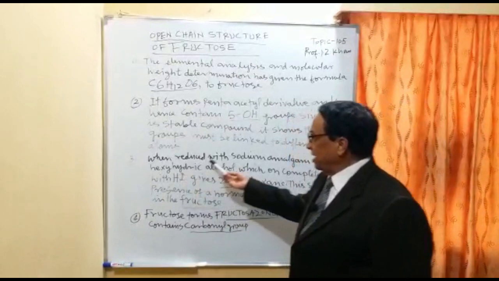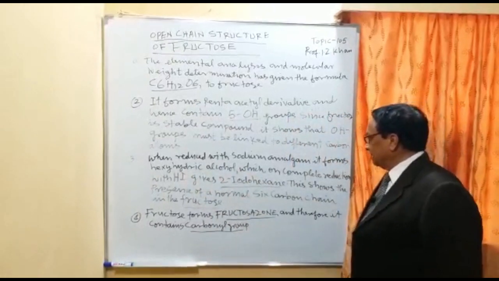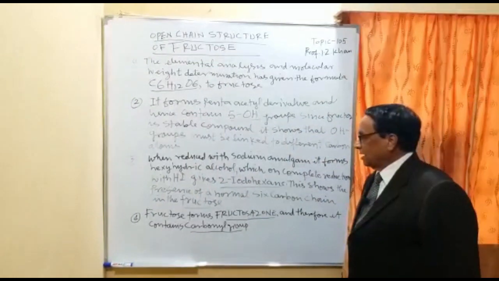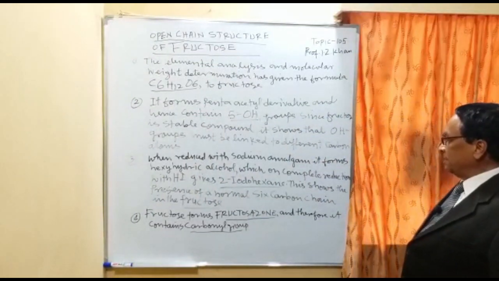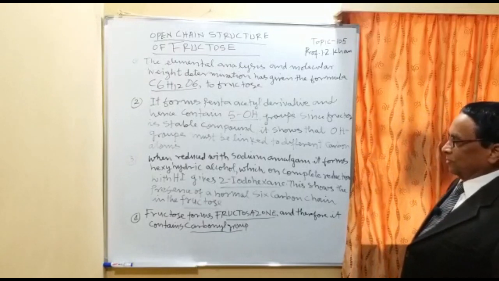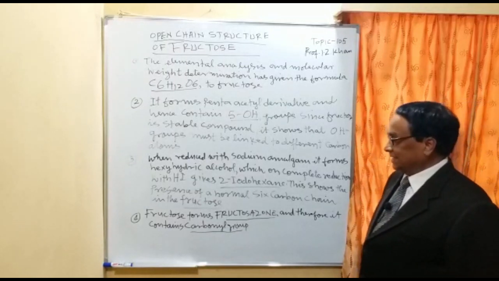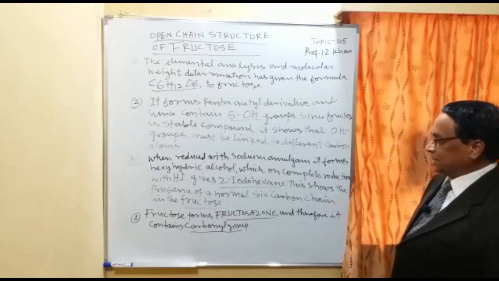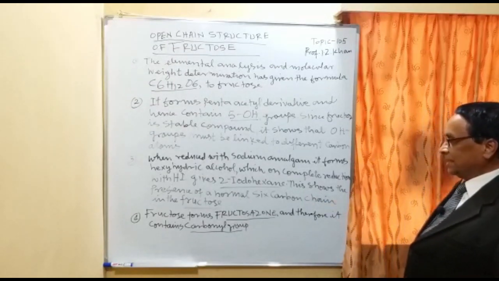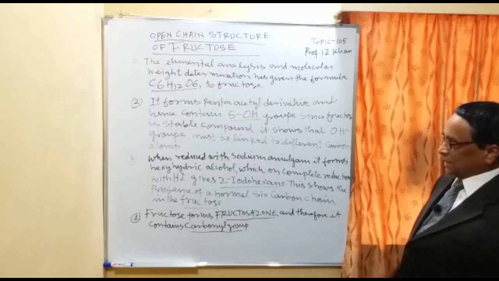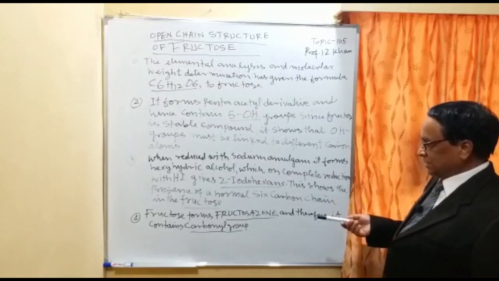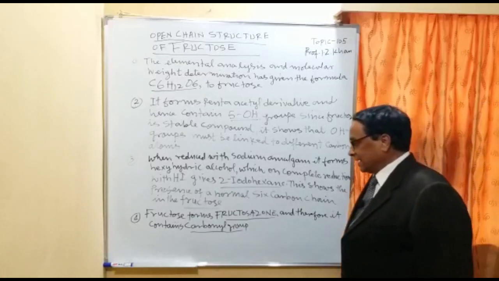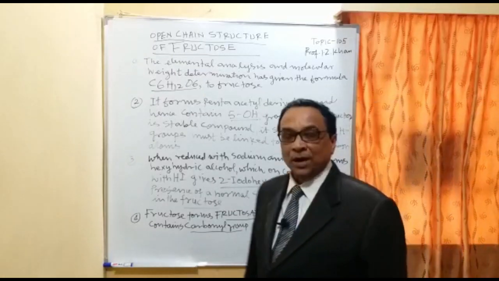Number 3. When reduced with sodium amalgam, it forms a hexahydric alcohol, which on complete reduction with hydroiodic acid gives 2-iodohexane. This shows the presence of a normal 6 carbon chain in fructose. Number 4. Fructose forms fructosazone, and therefore it contains a carbonyl group.